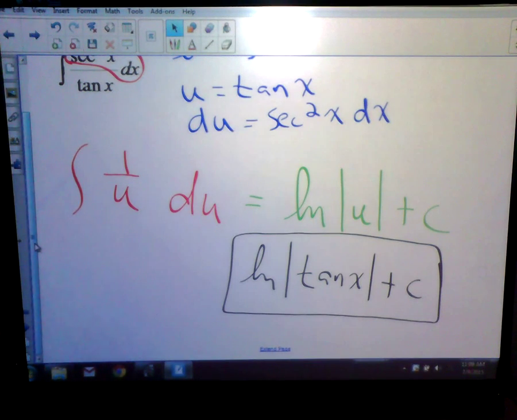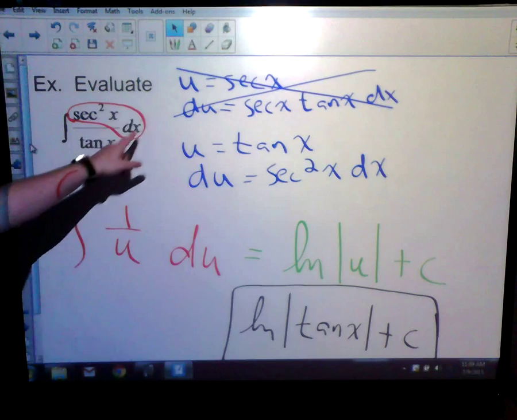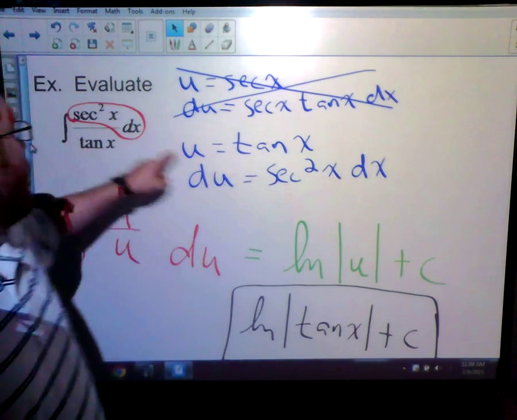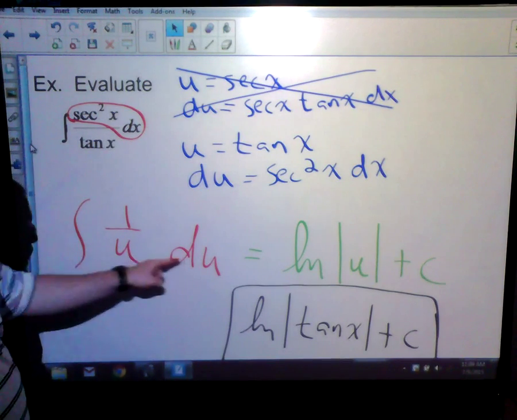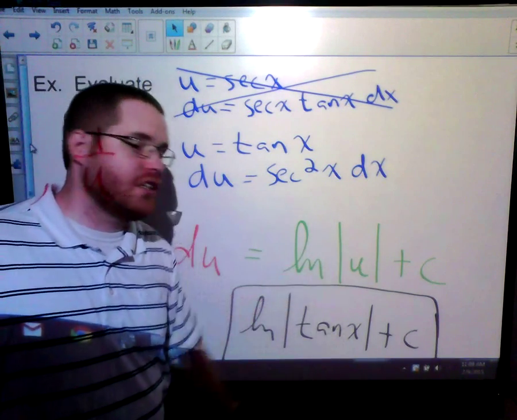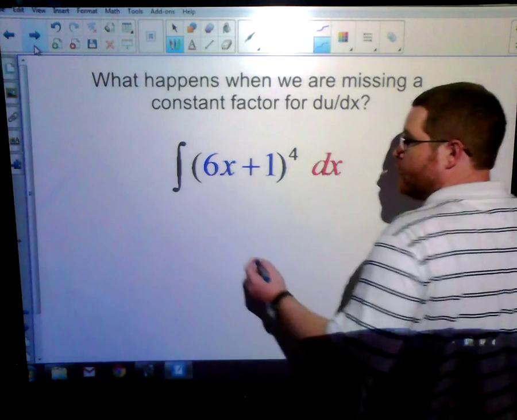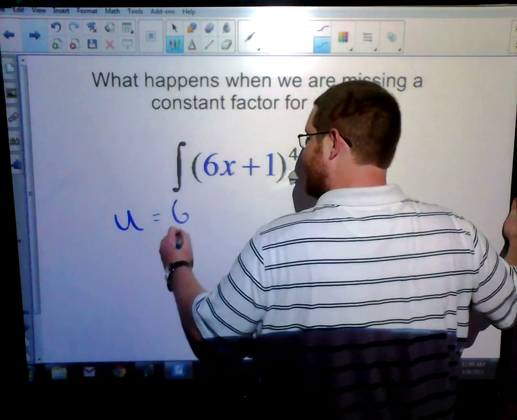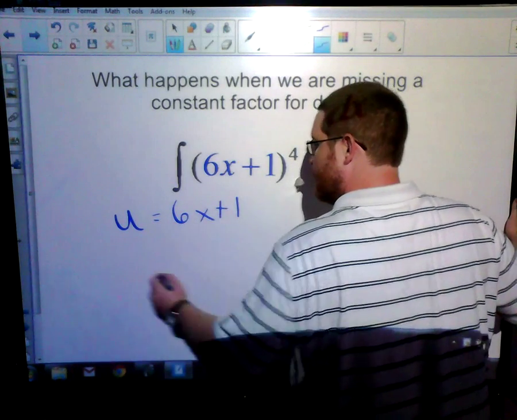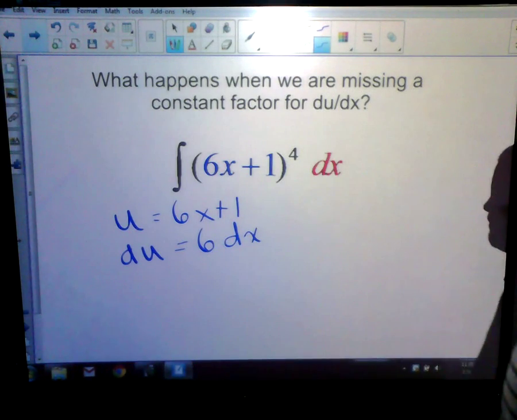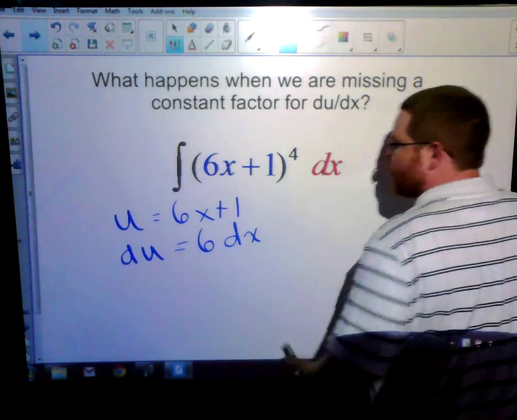So far, it's been pretty easy. Identify u. Sometimes you have to try both of them. Calculate du. Hope that it's already in the problem. Rewrite the problem, integrate, change the u. But what happens if we're missing something? For example, in this problem, the u is 6x plus 1, which makes the du 6 dx. I need a 6 right here.